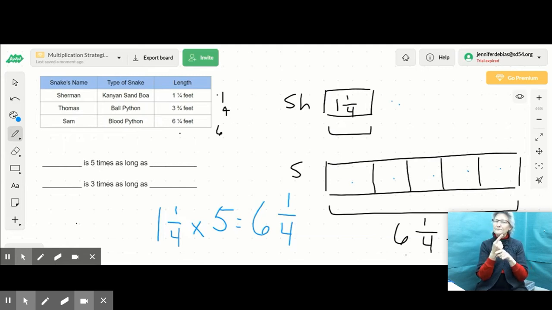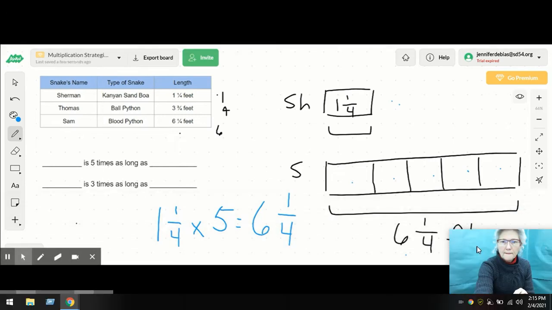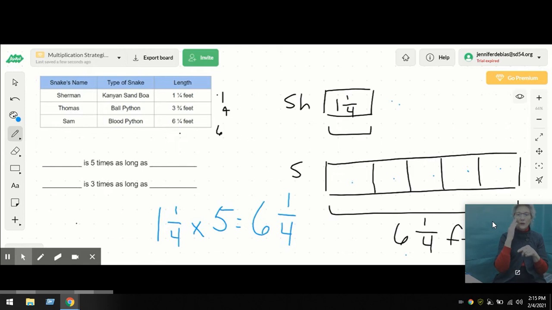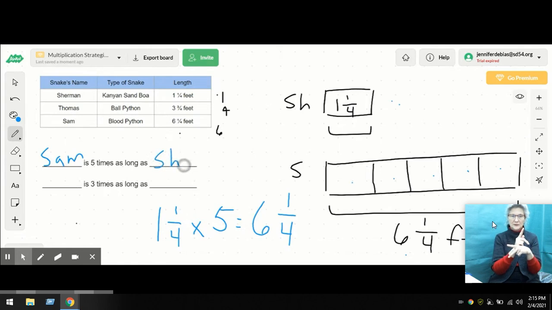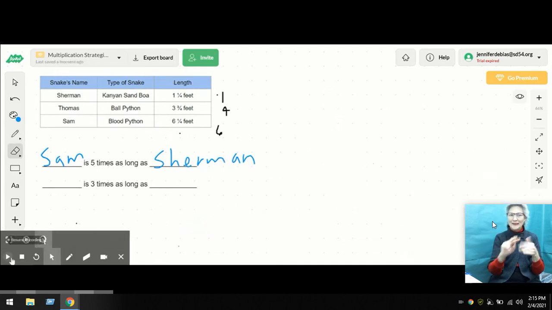Well, I'm going to do this using distributive property. So 1 times 5 is 5, right? And 1/4 times 5 is 5/4. Well, I know that 5/4 is the same as 1 1/4. So 5 plus 1 1/4 is 6 1/4. So we figured that one out. So we know that Sam is 5 times as long as Sherman. All right, we got that one covered. I'm going to pause so I can clear my board and we're going to give the second one a try.